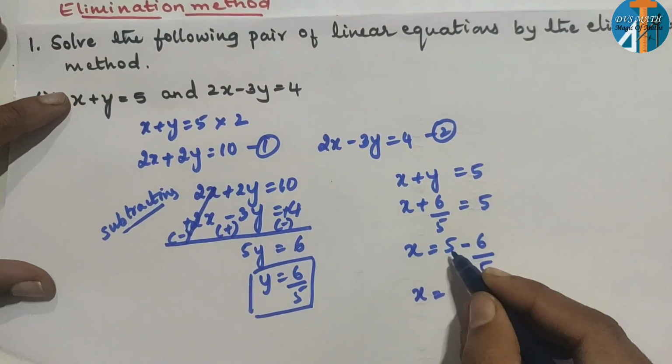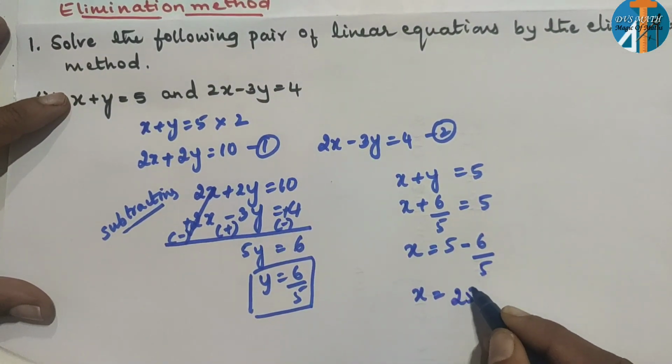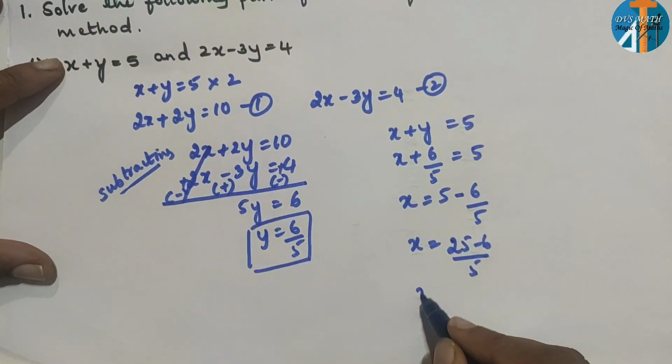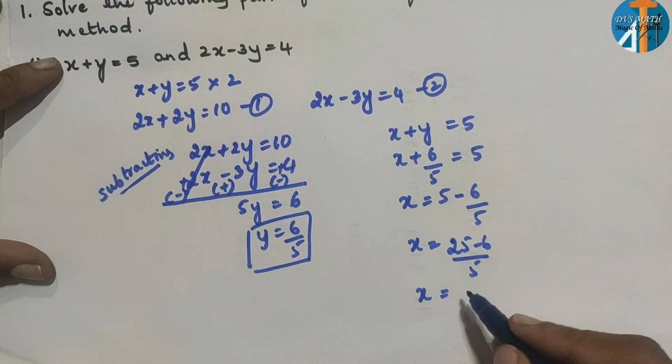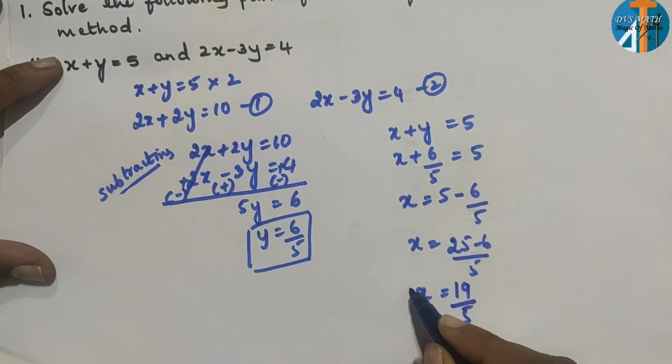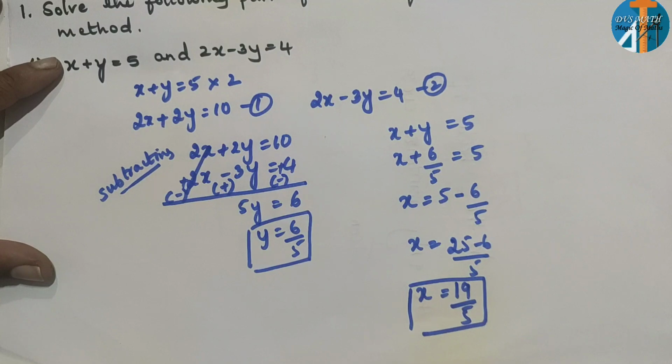So x is equal to, multiply, 5 5s are 25 minus 6 by 5. What about 25 minus 6? 25 minus 6, what will be the answer? 19. So 19 by 5. X value is 19 by 5.